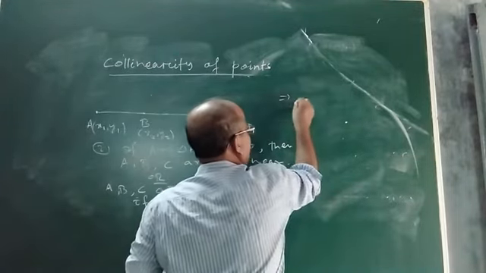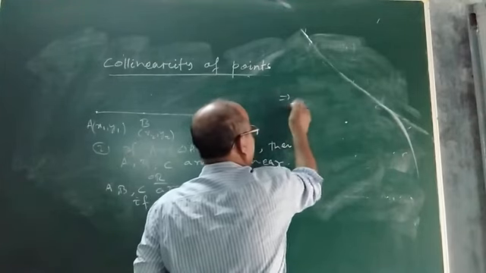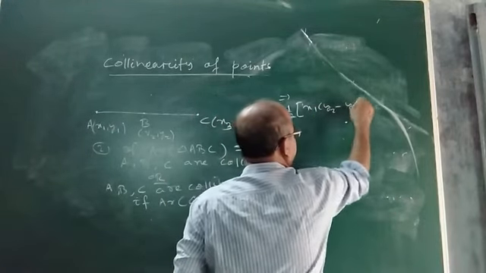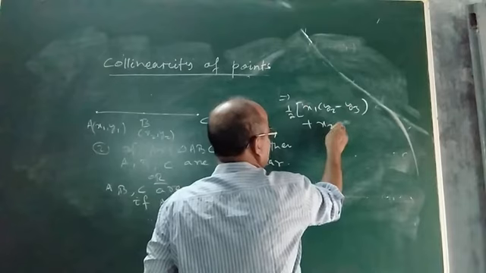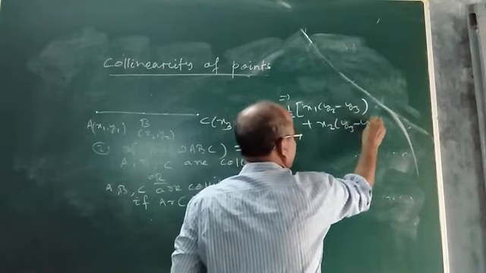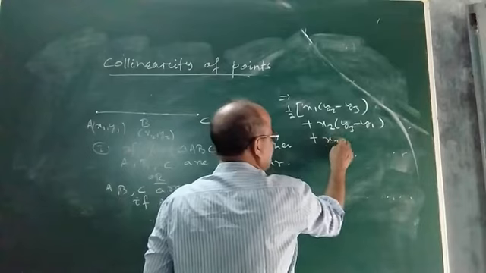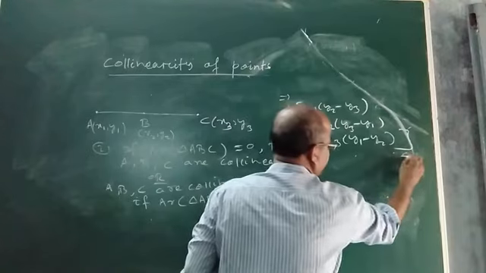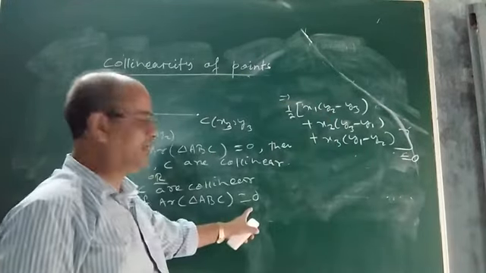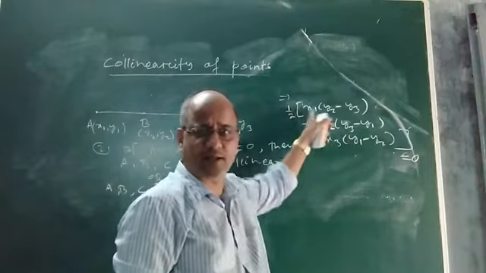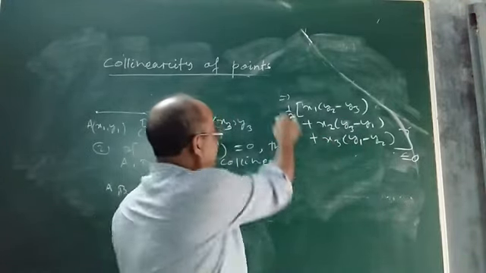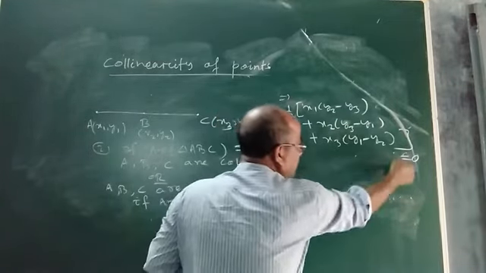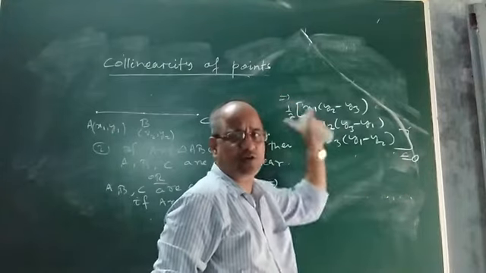That means, the formula is: half x1 into y2 minus y3 plus x2 into y3 minus y1 plus x3 into y1 minus y2 equals 0. Area of triangle ABC being 0 means this is 0, because area of triangle is given by this expression. And this again means, you bring half to the right hand side. If half goes to the right hand side, it will be 0 divided by half, which is 0.